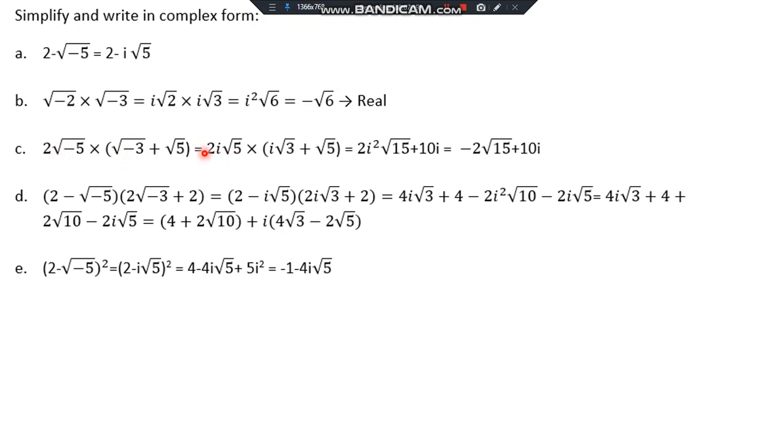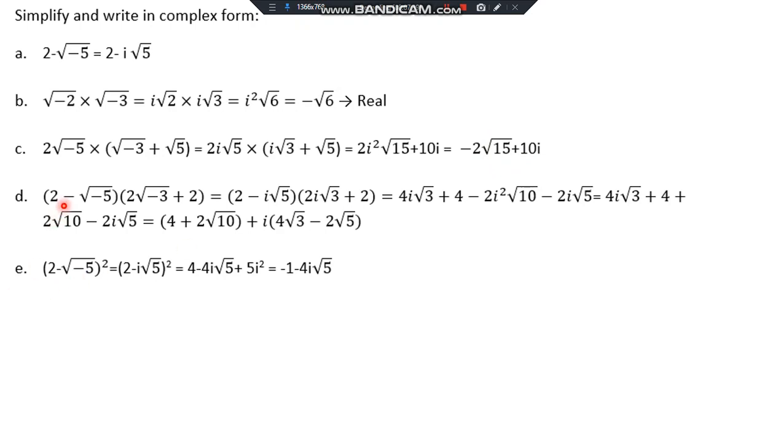Here you cannot multiply, you need to include i first. So it's 2i root 5, times i root 3 plus root 5. If you multiply, 2i squared root 15, and here root 5 times root 5 is 5, times 2 is 10i. i squared is minus 1, so minus 2 root 15 plus 10i. This is the imaginary part 10, and this is the real part. The real part without i, imaginary with i, coefficient.